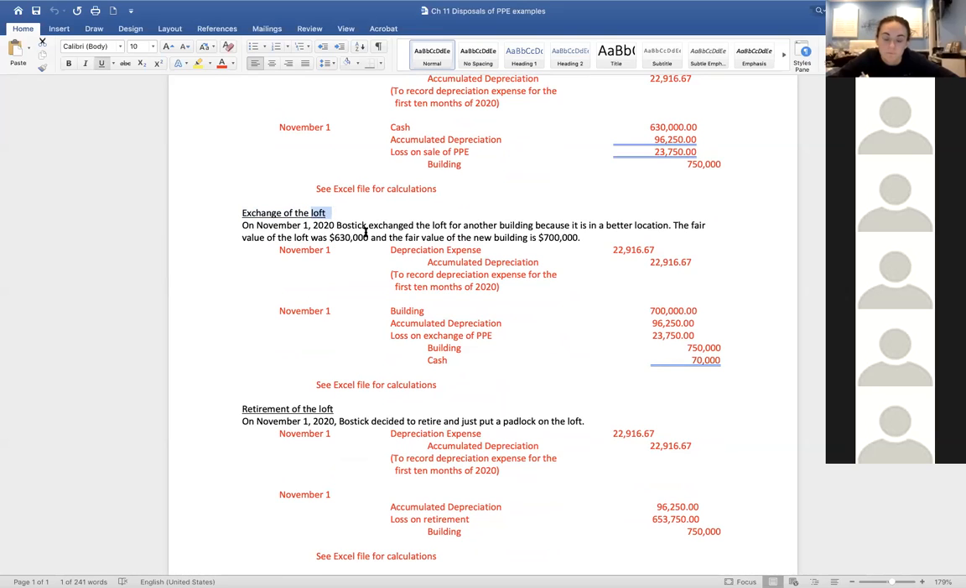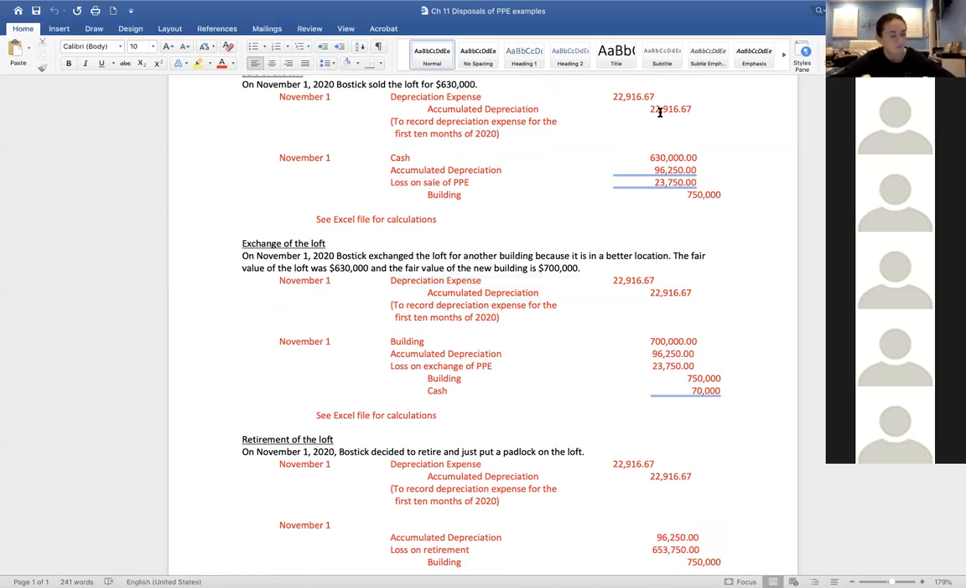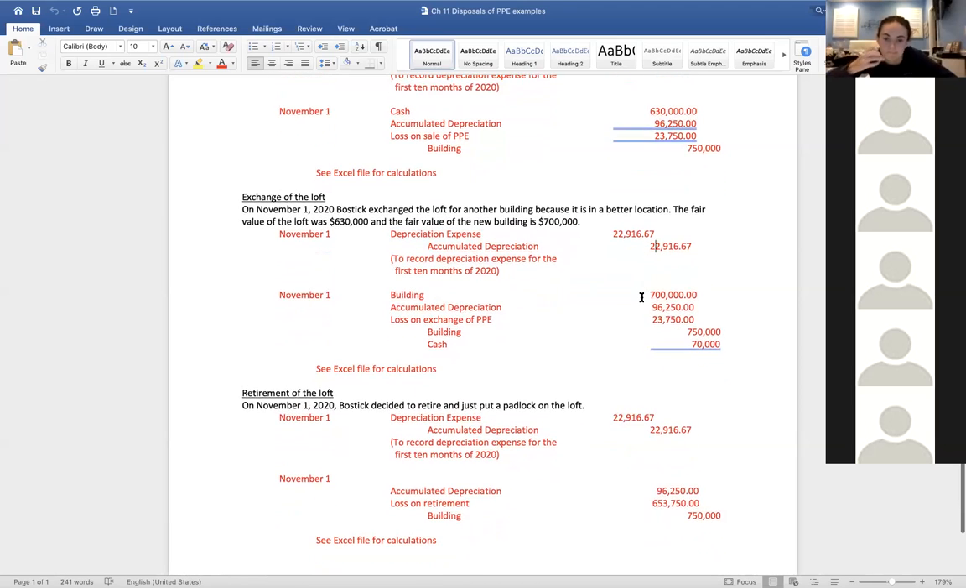So on November 1st, Bostic exchanged the loft. The fair value of her loft was 630,000, and the fair value of the new building is 730,000. Well, we know step number 1, calculate depreciation up to the date of sale. The same number, right? The 8 months of depreciation that we need to take, and then record the exchange.